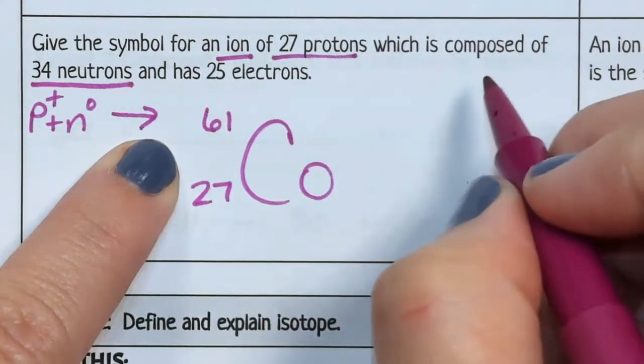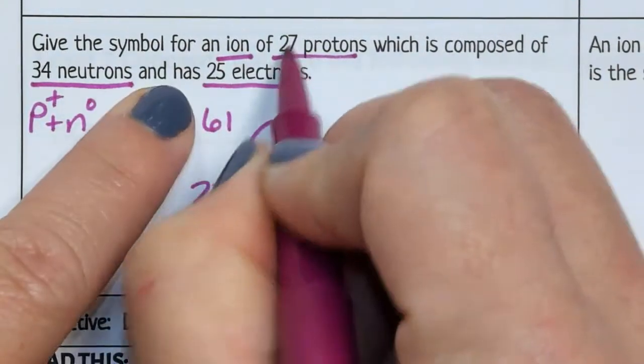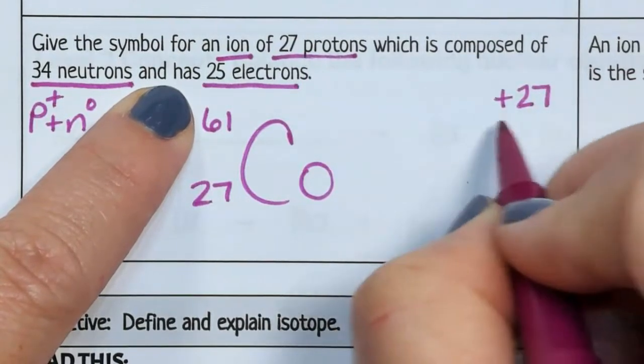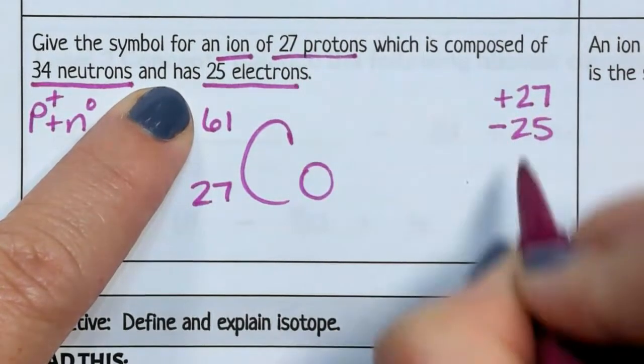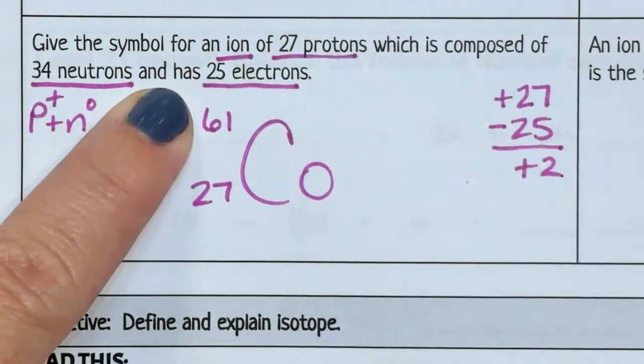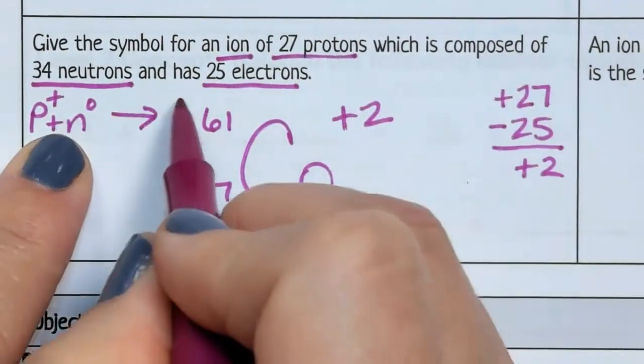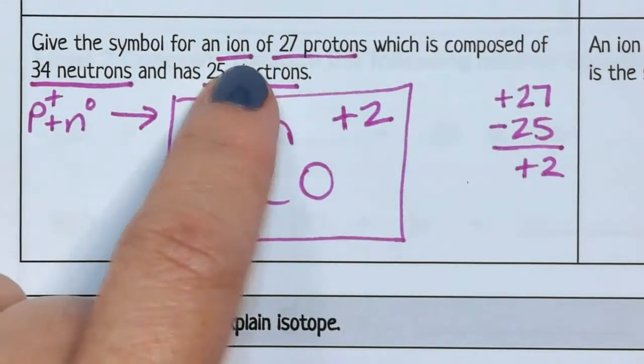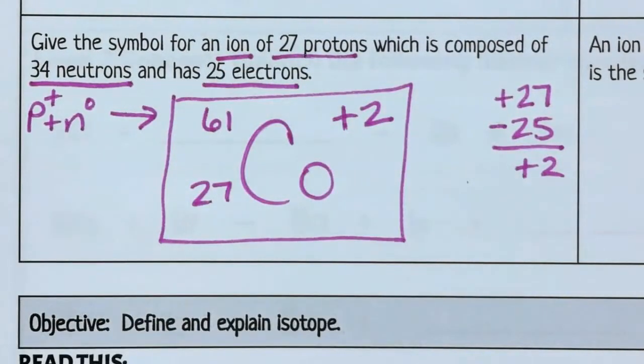Finally, what's the charge? I have to compare protons and electrons. There are 27 positive protons and 25 negative electrons. That is an overall +2 charge, which means this should be a +2 charge. That's because it's an ion is why it has a charge. Now you guys try the two on the right and then see the answers.